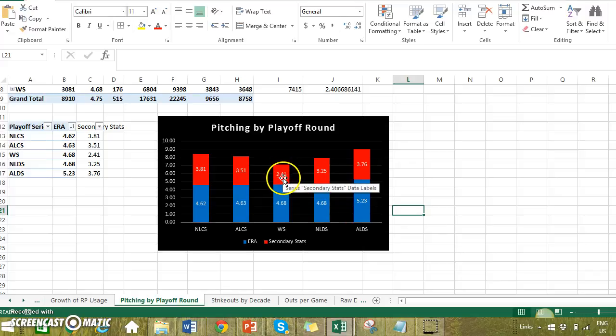This second one right here, secondary stats, is very interesting because it's almost a measure of pressure, as pitchers who give in to the pressure will end up losing control and giving away a lot of walks and giving up runs essentially and not getting as many strikeouts. I thought that it was very cool how in the most pressure-packed series of all, pitchers performed their best.